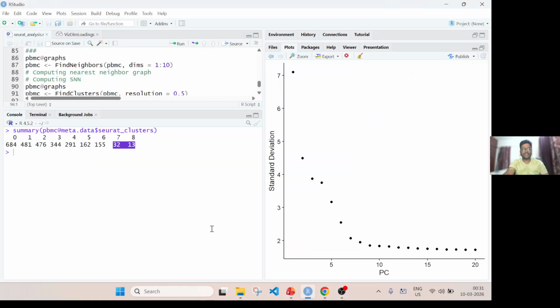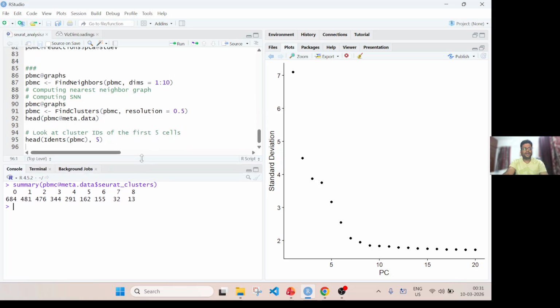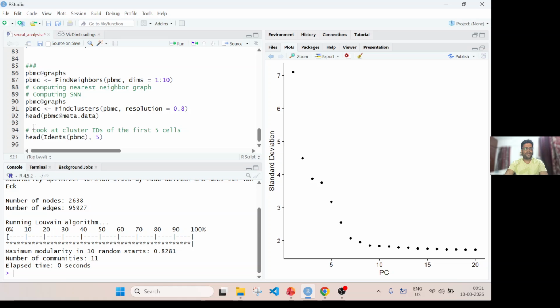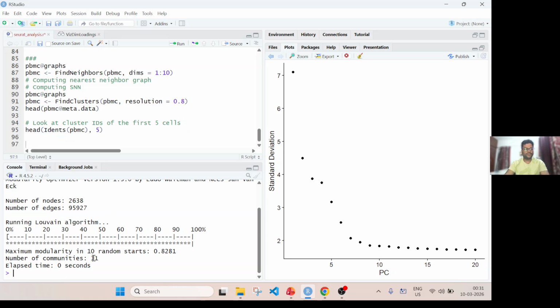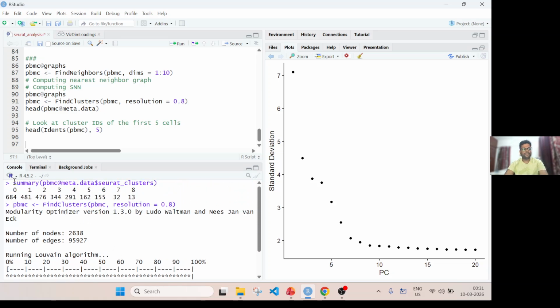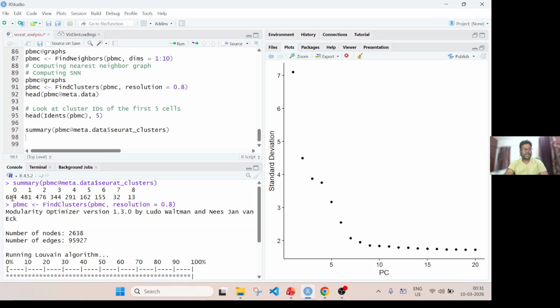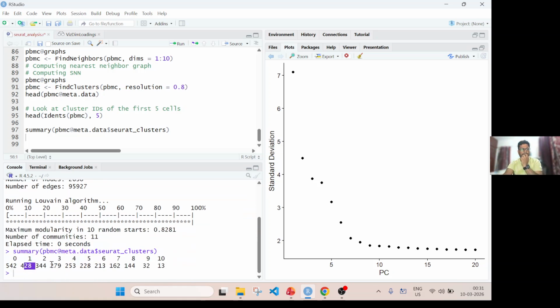Let's try to rerun with 0.8. It will redo the clustering, and we got 11 clusters, you see. I'm also adding the summary here. You will now see that these numbers are very similar to before, a little bit reduced, see 542 and 428 here. So I think between cluster 0 and 1, some part moved into another cluster. That's how you will get different clusters when you move to a different resolution.